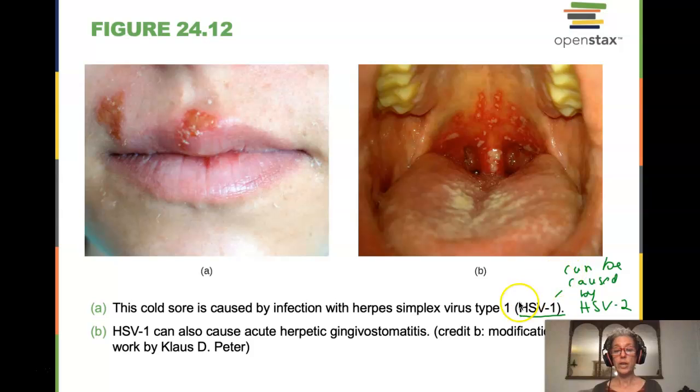I've also noted that oral herpes can also be caused by HSV2, herpes simplex virus 2. That would typically be transmitted from a case of genital herpes to the mouth via oral sex. And in the second picture, it's acute herpetic gingivostomatitis, where the whole back of the mouth is inflamed with the herpes virus.